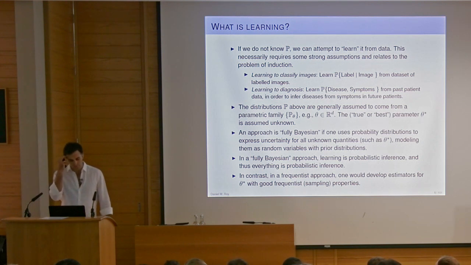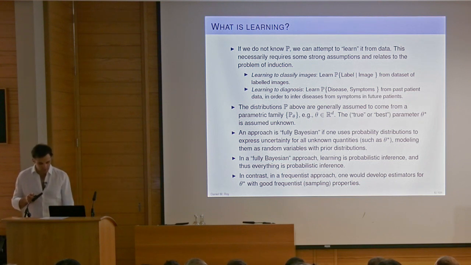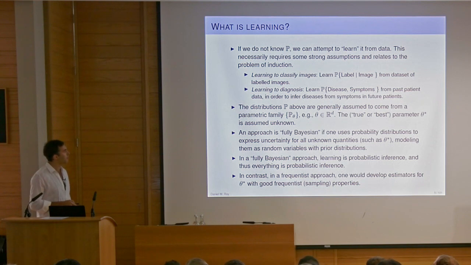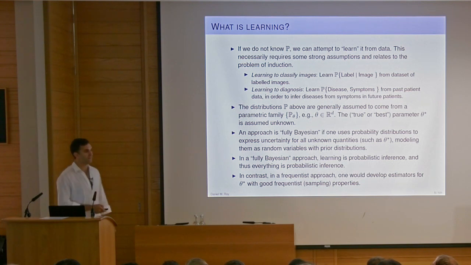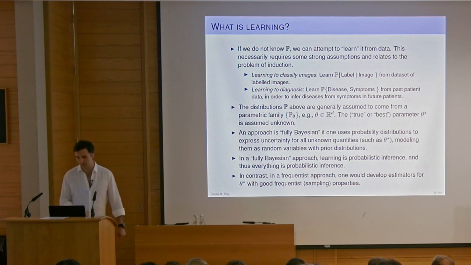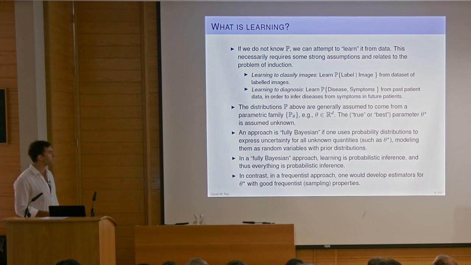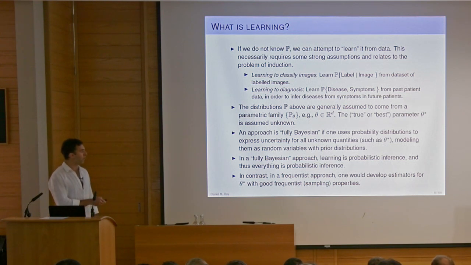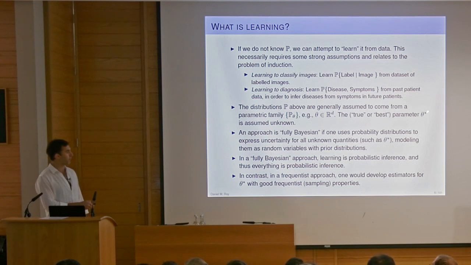Well, there's nothing magical here. There's no getting something from nothing. Generally, you are fixing some parametric family. So here I've introduced this index theta. Maybe it comes in a vector space, maybe it's infinite dimensional. It's not so important for this talk. And then you're after the true, or often more accurately, best parameter in some sense. You have to formalize theta star.